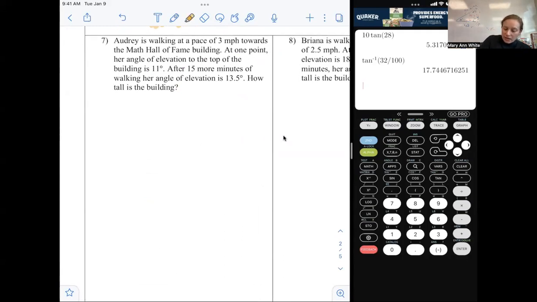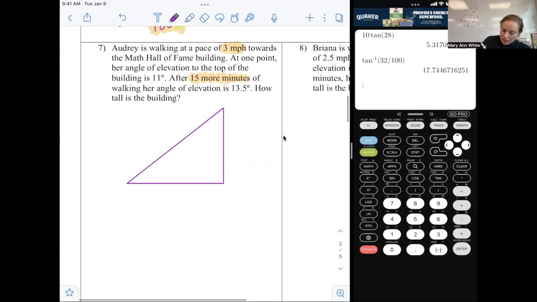So I have something about the pace and how long she's walking. That's going to be able to tell us her distance, okay? So it's saying Audrey's walking at a pace of 3 miles per hour, okay? I'm going to start by drawing a triangle. She's walking towards the Math Hall of Fame building. So she's walking towards this building. Here's Audrey. At one point, her angle of elevation to the top of the building is 11 degrees. So that's the farthest bit away. Then she walks closer to the building.